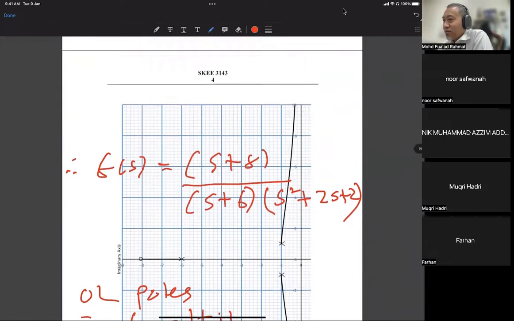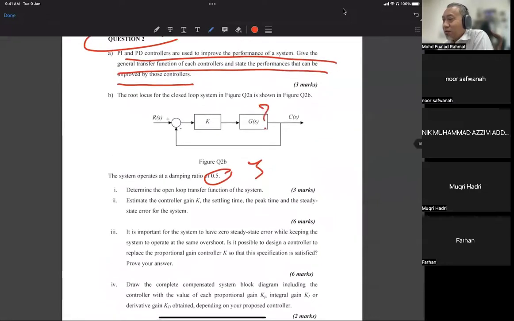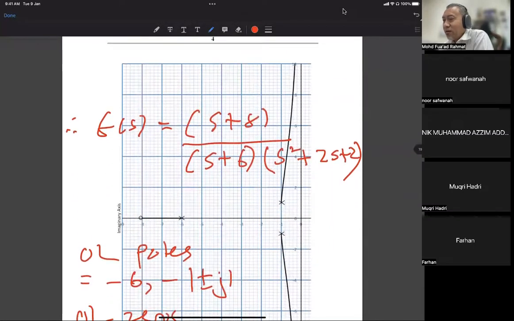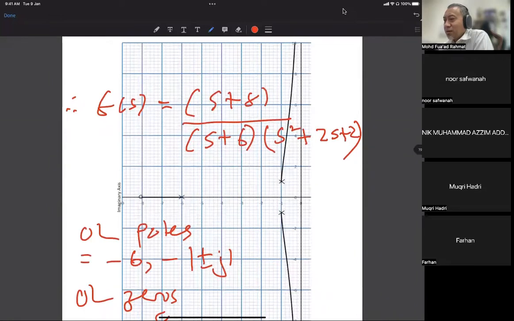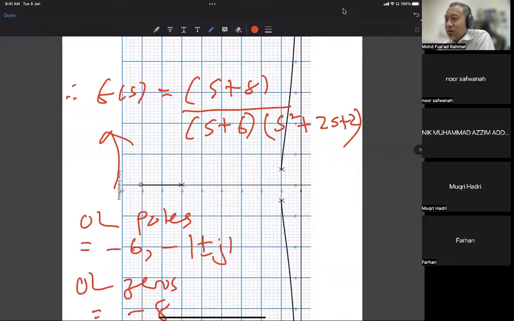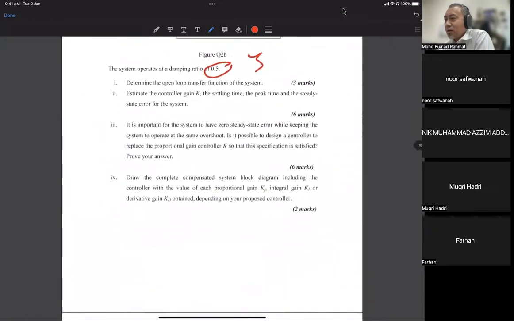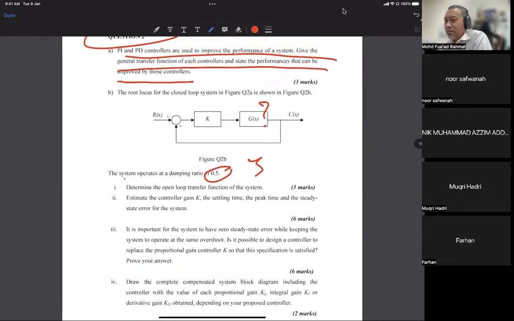Right, so you have to read. Okay, so be careful. G(s) is not given. So the G(s) information is inside the plot. I hope everyone in my class can read from the graph given, identify the open loop poles, identify the open loop zeros, and construct the open loop transfer function. Okay, Nick, can? Okay, Prof. Can, insyaAllah, tonight. So estimate the controller gain K, the settling time, the peak time, and the steady state error.